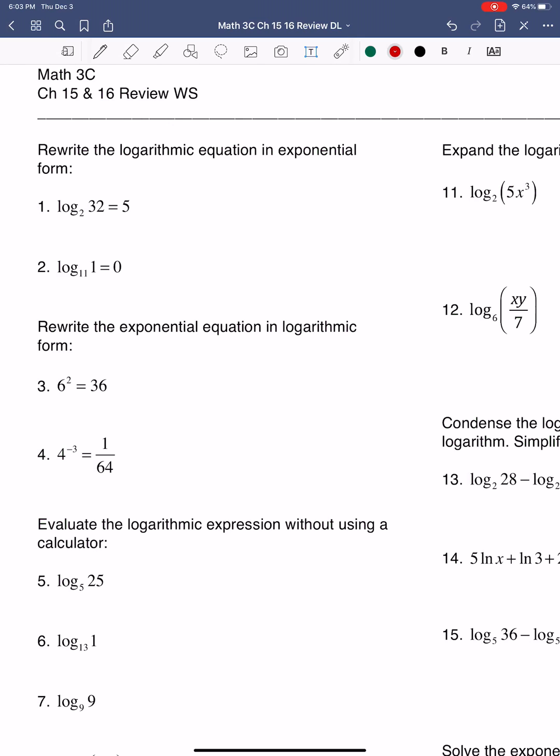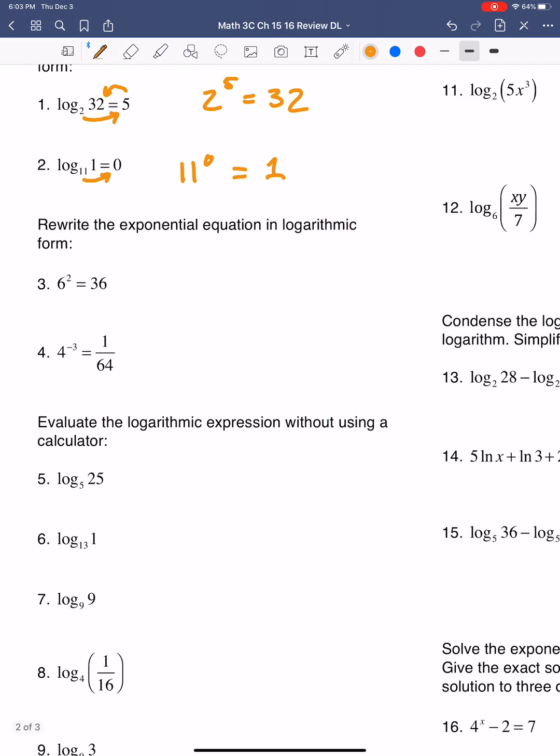And so remember, to do that, we were just going through this pattern here, where the base of the log becomes the base of the exponent. So this becomes 2 to the 5th power. And that's always going to equal whatever the big number is there, in this case 32. They're just asking you to rewrite it, so that's all you have to do for that first one. Same process here, the base of the log becomes the base of the exponent, so 11 to the 0 power equals 1.